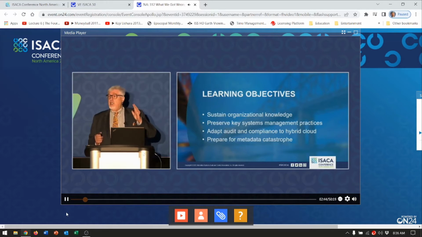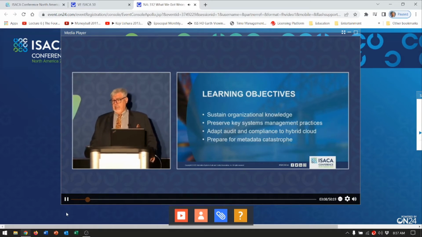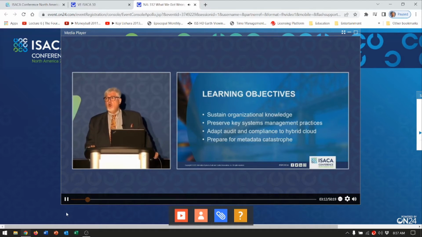So in the course of this session, I'm hoping that you'll come to see the importance of sustaining organization knowledge, making sure that the way we run our systems, infrastructure and operations, the systems management, whatever generation you are that uses the term, that we preserve the effective practices, and that we adapt our audit and compliance methods to these hybrid environments. And I'm going to pitch for the metadata catastrophe. This is a slow problem where, as auditors, you have a particular opportunity to substantially help the way your organizations move forward. And I'll talk about that in more detail.